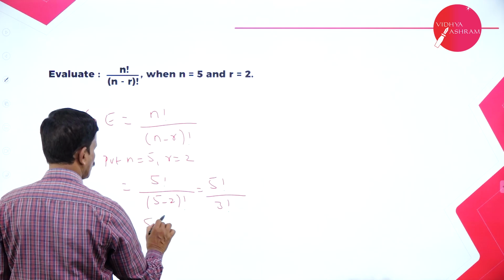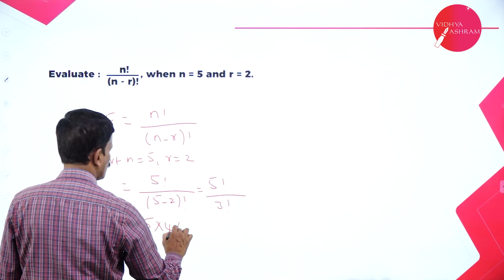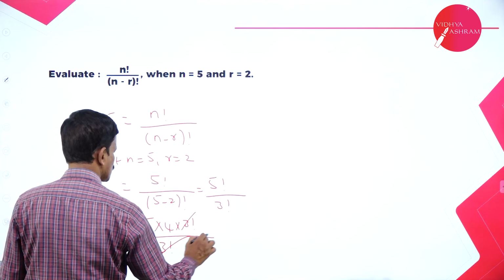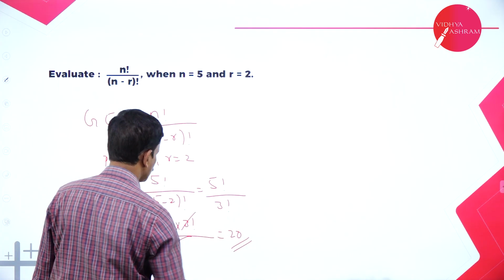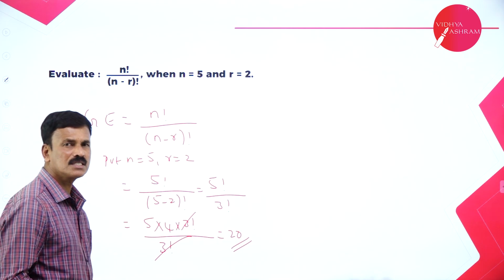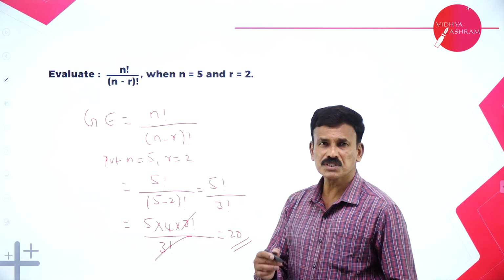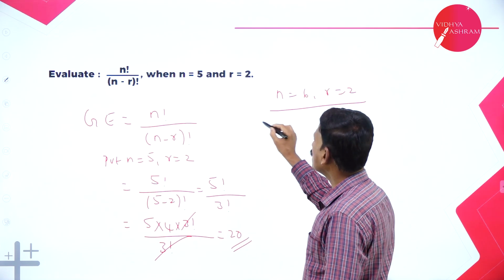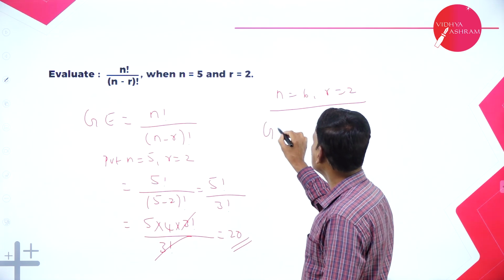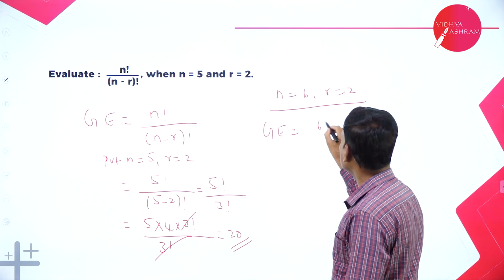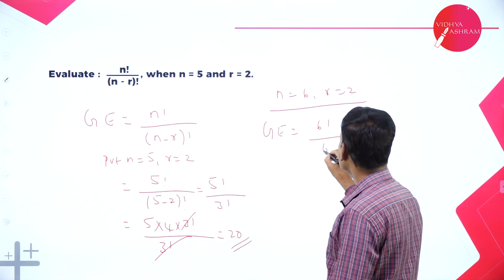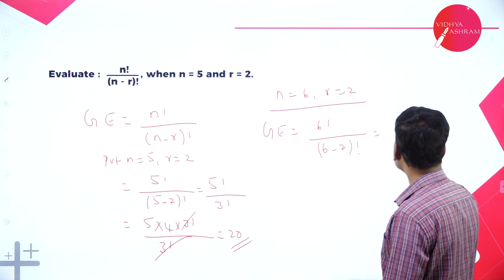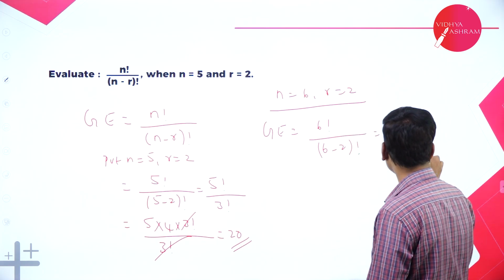What is this equal to? 5 factorial is 5 into 4 into factorial 3, divided by 3 factorial. These two get cancelled. 5 4s are 20. That's it. The simplified answer is 20. Right. Now let us take one more example. For n is equal to 6 and r is equal to 2, the given equation can be written as 6 factorial divided by 6 minus 2 factorial. What is 6 factorial as it is? 6 minus 2 is 4 factorial.